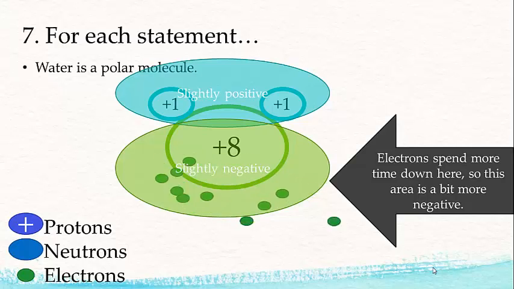So this is why water is a polar molecule. You have one side that is slightly positive and one side that is slightly negative. And that's just due to where the electrons are spending their time based on the number of protons in each atom.